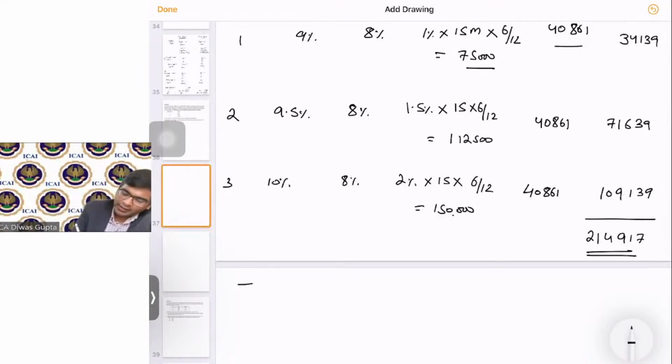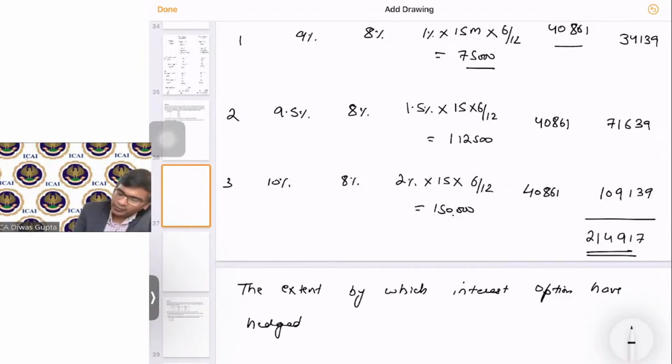So the extent by which the interest rate option has hedged the risk is 214,917.